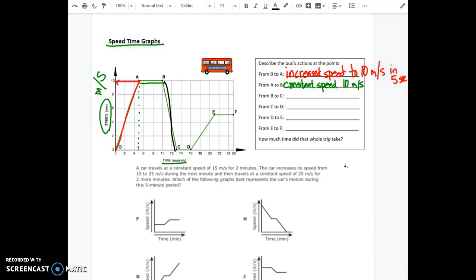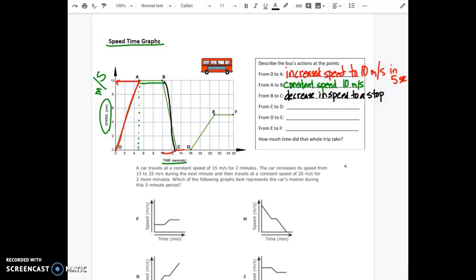Then at B, we went from 10 meters per second all the way back down to 0 meters per second. So we stopped. Basically, we slowed down and we decreased our speed all the way back to 0, back to a stopping point, and it took us 3 seconds to do that. So that was a pretty quick stop.